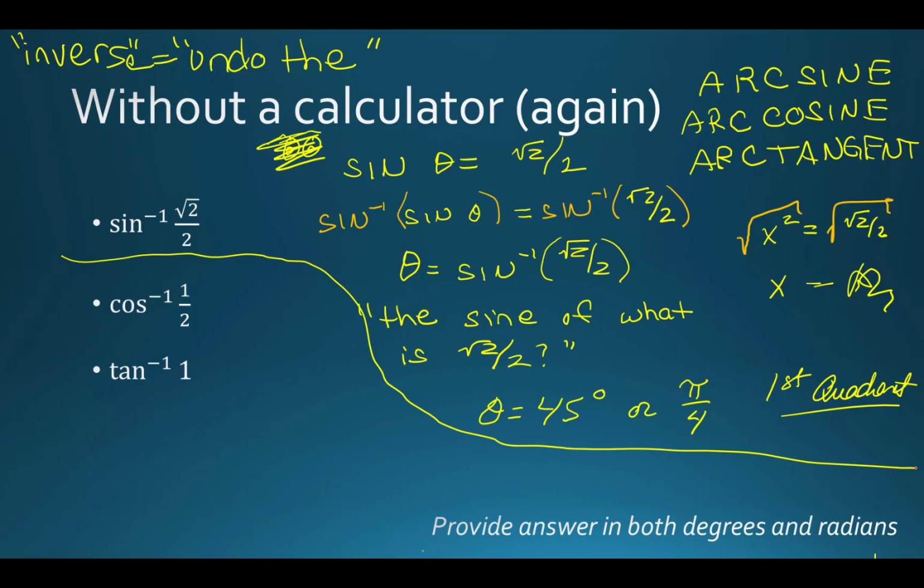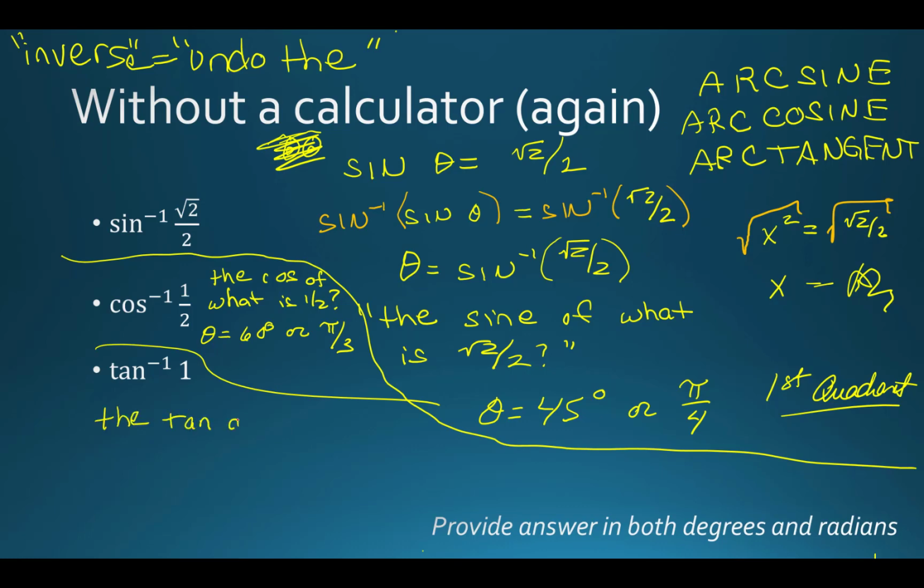Okay, so now this one. Basically the cosine of what is 1/2? The answer is the cosine of 60 is 1/2, or pi over 3. And then the question here would be the tangent of what is 1, and the answer is 0 degrees or 0 radians. Kinda, sorta, you get there. It comes with practice.